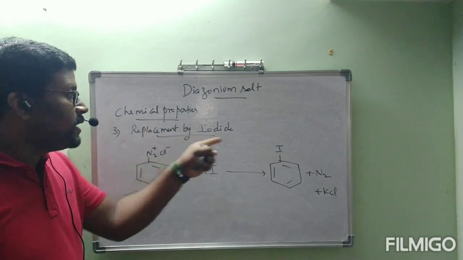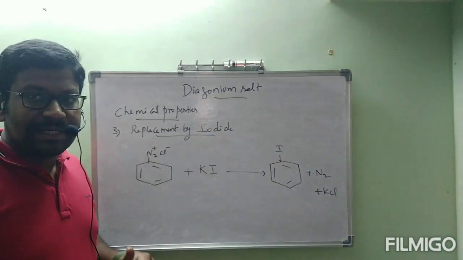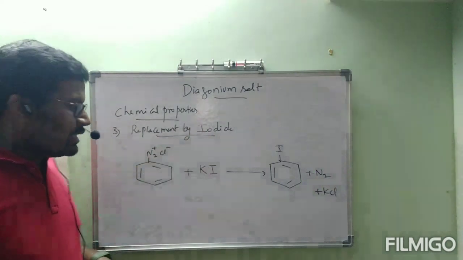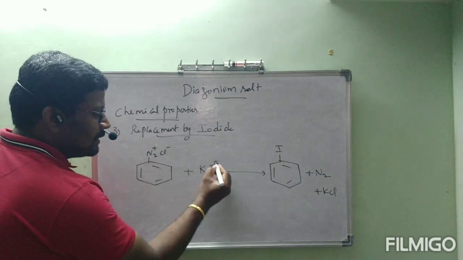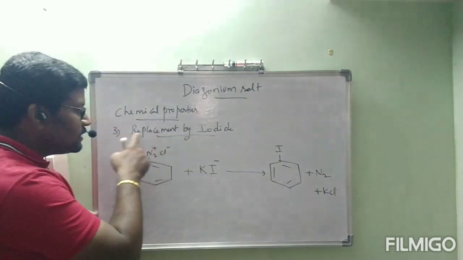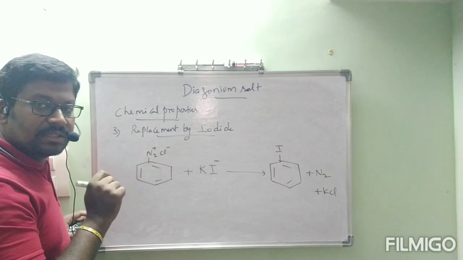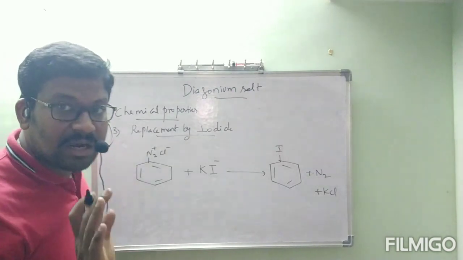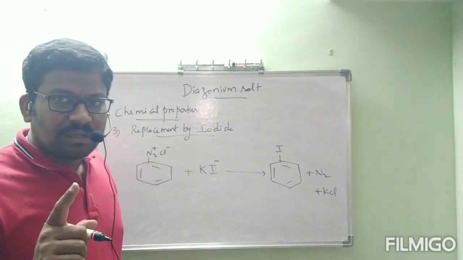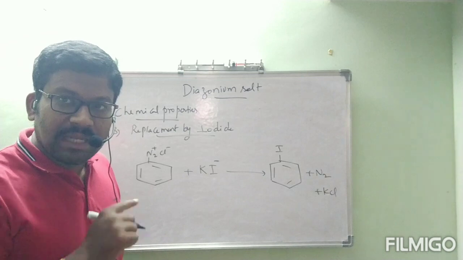What is the meaning of replacement by iodide? Replacement of the N2+ group with iodide. Generally this is I-, which is a nucleophile, correct? This nucleophile will substitute another group on the benzene ring. Those are nucleophilic substitution reactions. Generally, aromatic compounds do not undergo nucleophilic substitution reactions. Already we have seen halobenzene will not undergo nucleophilic substitution easily; very drastic conditions are required. But here why is it happening?